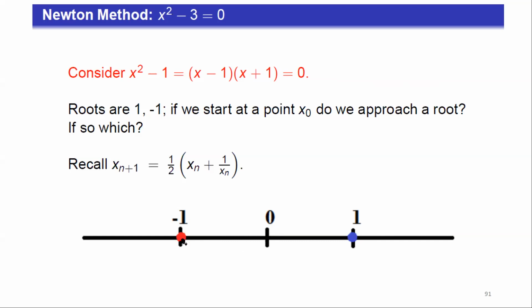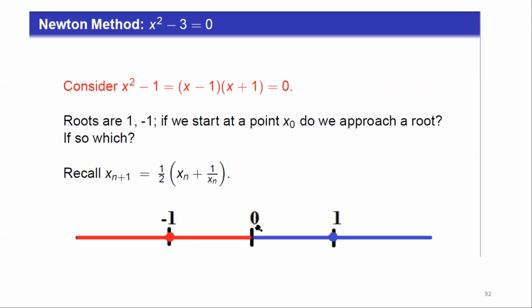Less than 0, -1. What if I start here? I mean, not -1, just 1. What if I start at exactly 0? Both? Can I be going to both? No. Maybe I just stay at 0. In fact, if we tried our guess with 0, we would have 0 plus 1 over 0. Are we allowed to do 1 over 0? No. So it's good that the method blows up and says, don't even try to do me at 0.